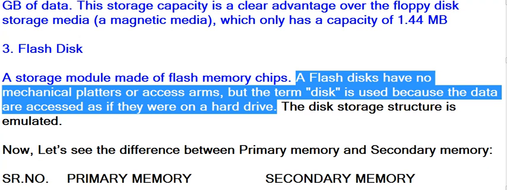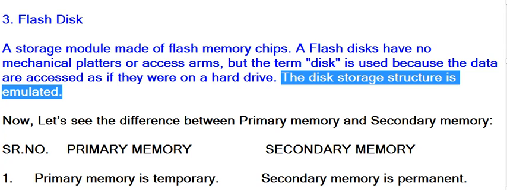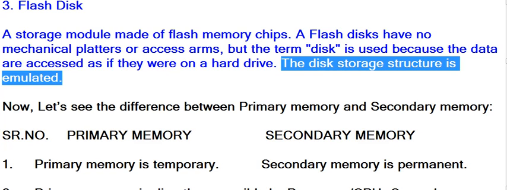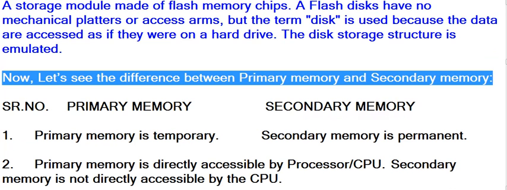Flash disks have no mechanical platters or access arms, but the term disk is used because the data are accessed as if they were on a hard drive. The disk storage structure is emulated. Now, let's see the difference between primary memory and secondary memory.